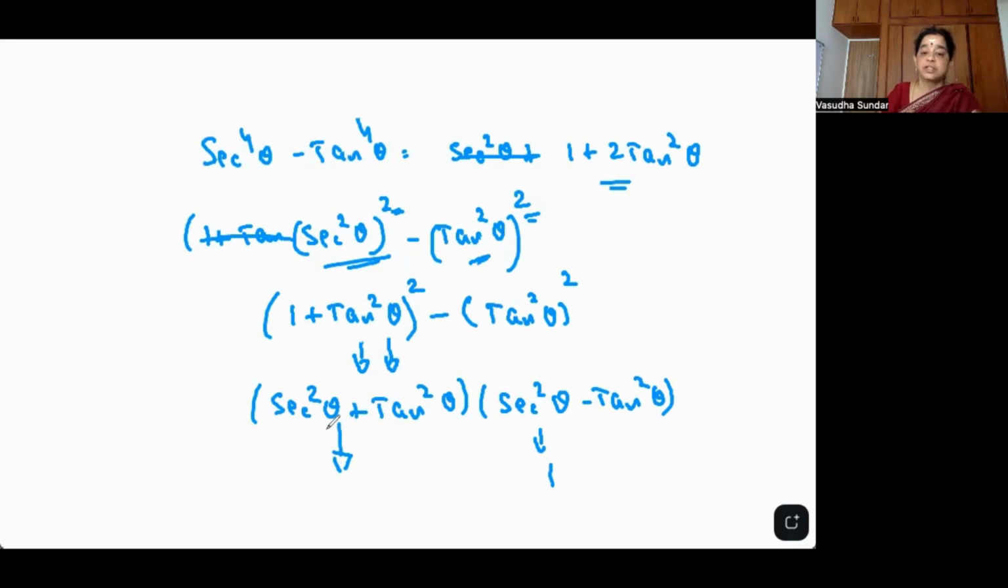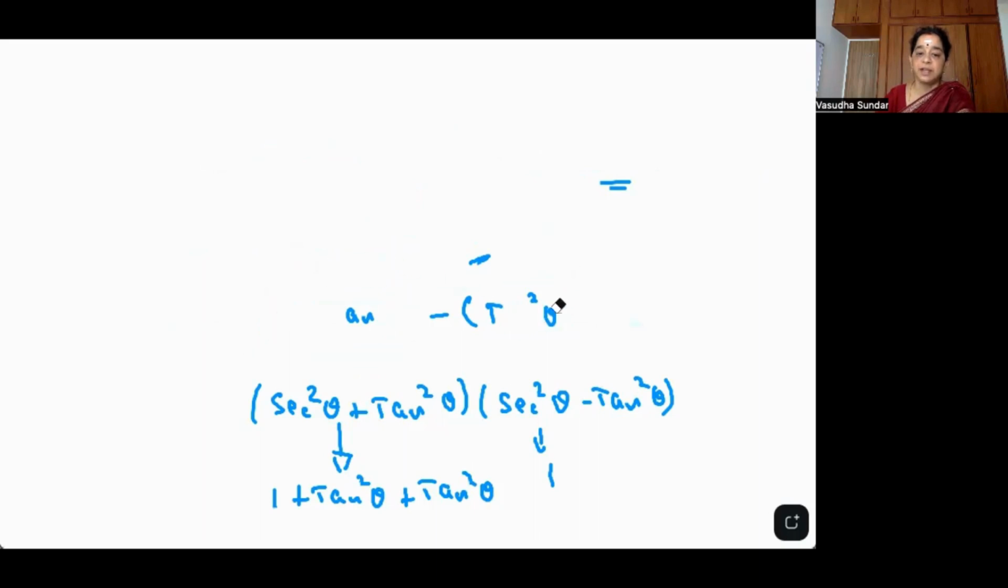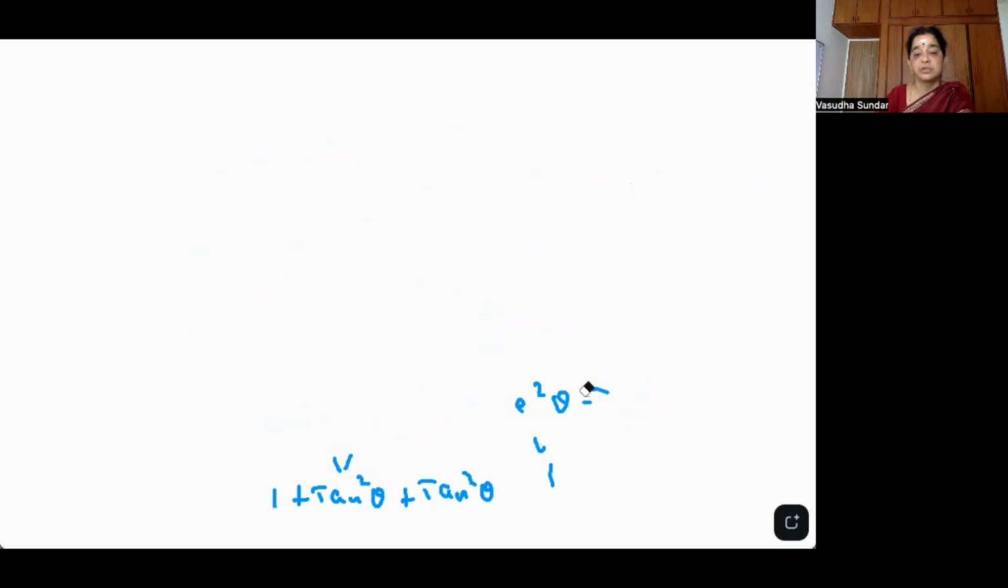You don't want a secant square theta in your right hand side. So eliminate that. You know how secant square theta is related to tan square theta. So you say 1 plus tan square theta plus tan square theta. So you get 1 plus 2 tan square theta. So a trigonometric problem can have multiple solutions, but you have to align your solution according to what the problem states. As I said, your answers may not be wrong, but they are not the ones which the examiner is looking for.